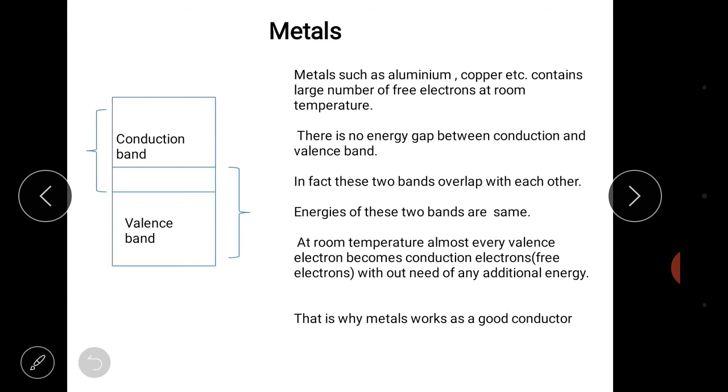It means there is no energy gap. So at room temperature, almost every valence electron becomes a conduction electron or free electron without the need of any additional energy. That is why metals work as good conductors.